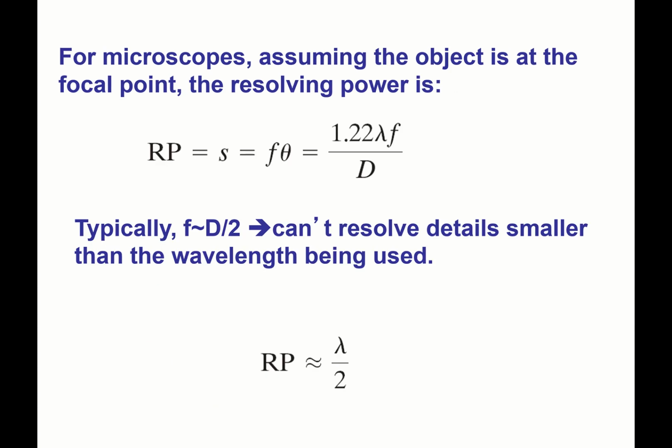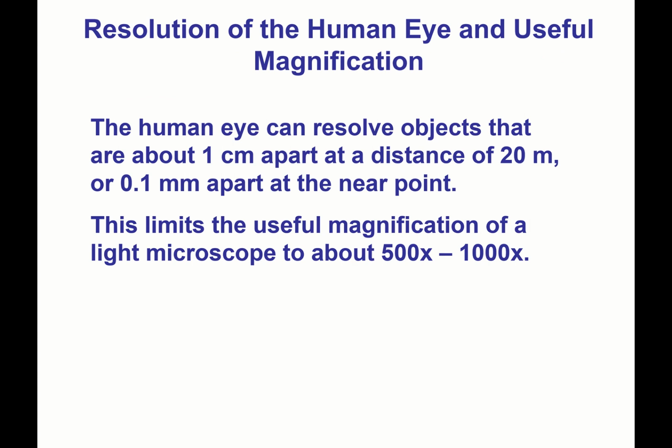If it's a microscope, and you assume that the object is at the focal point of the microscope, which is what you usually do when you're looking at the object, then the resolving power will be the focal length times theta. So it's 1.22 lambda f over d, and typically for a microscope, the focal length is about half the diameter of the lens. That means that we can't resolve details in something we're looking at that are smaller than the wavelength being used. And so that limits how small of objects you can see with an optical microscope.